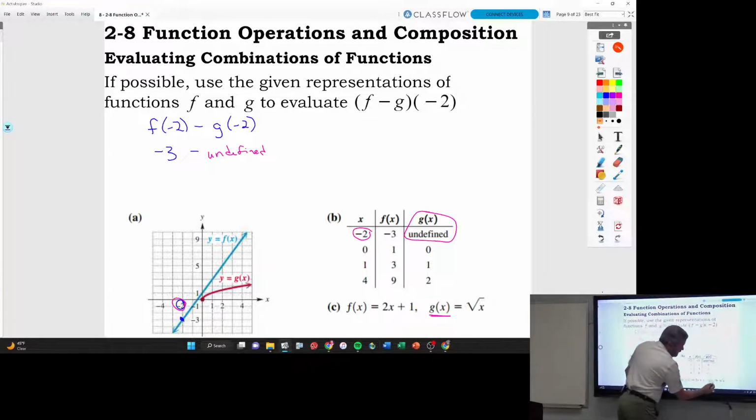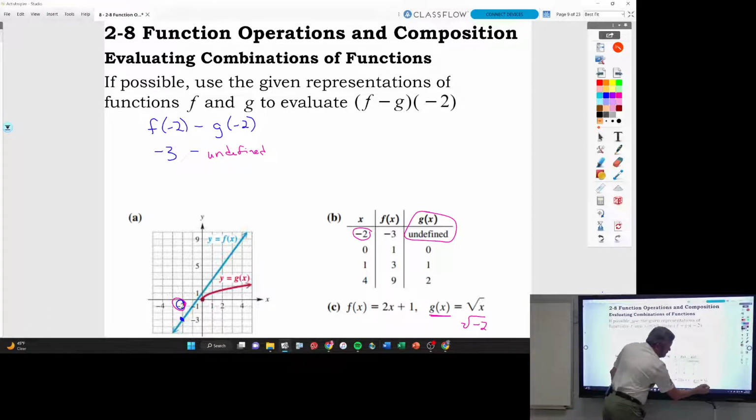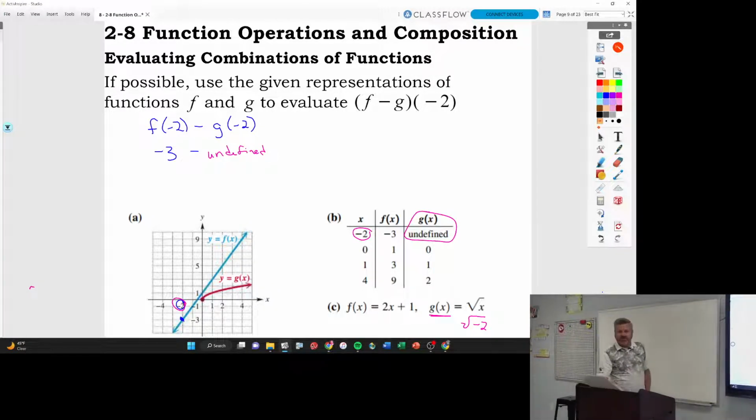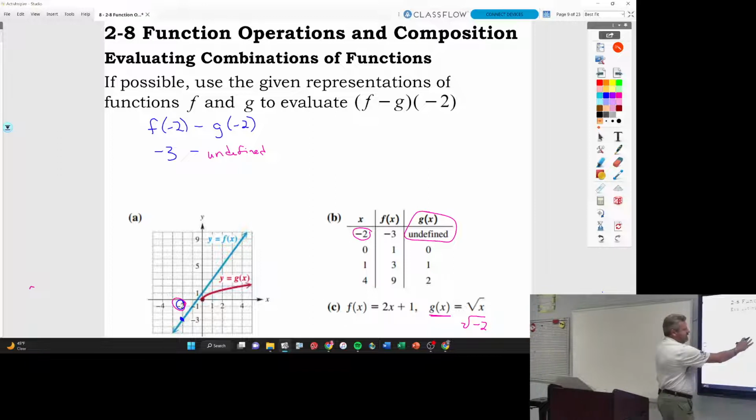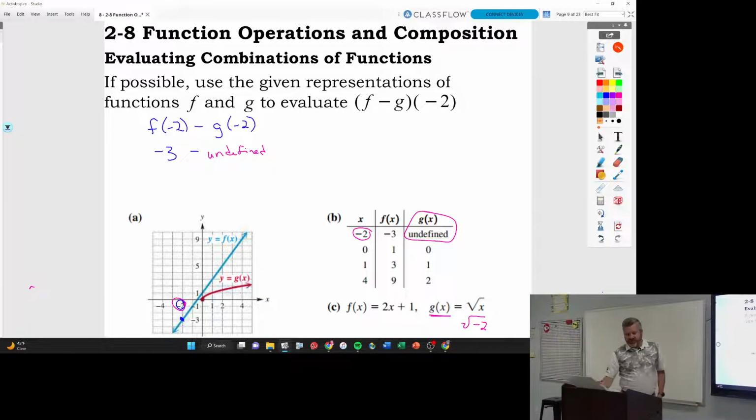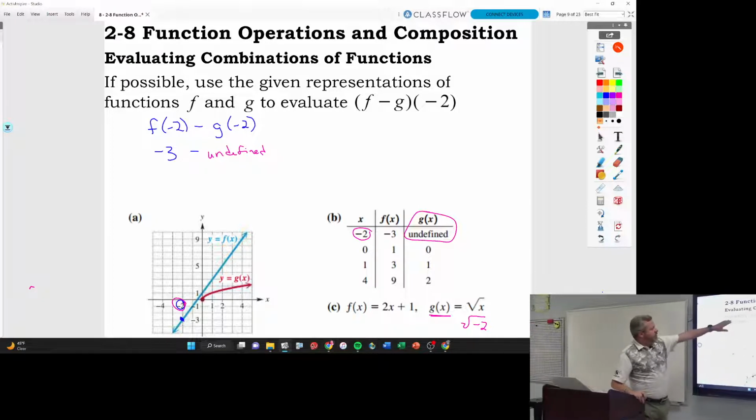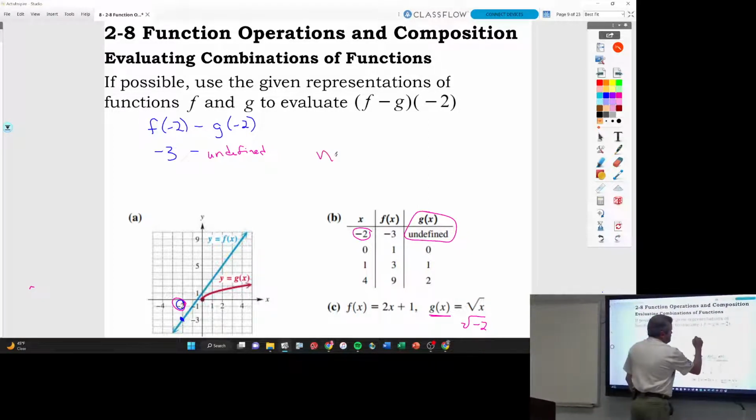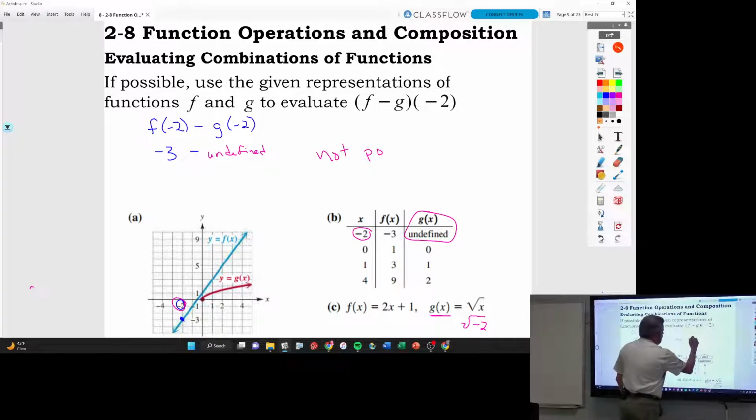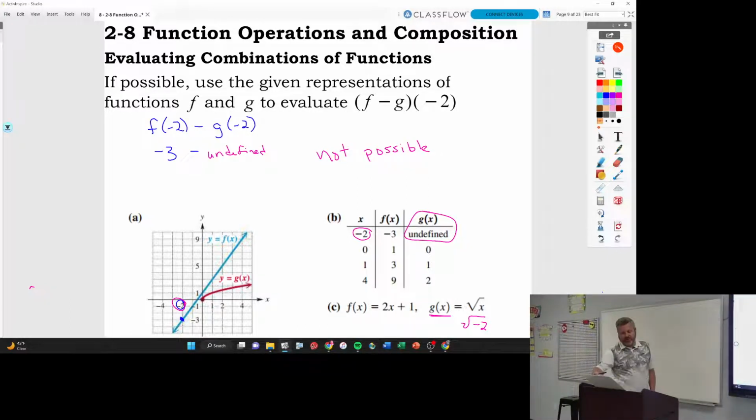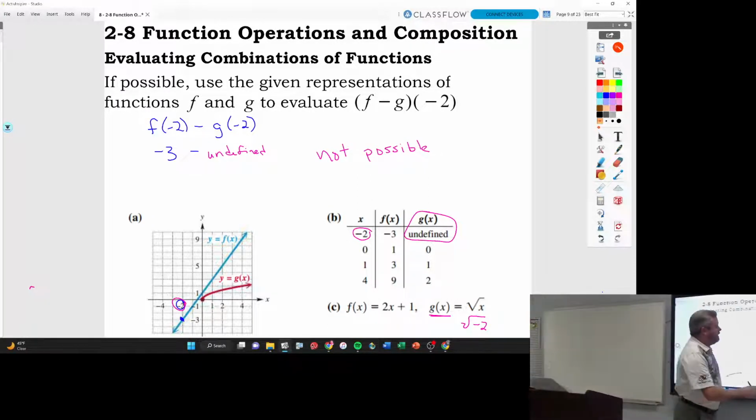Look at g of x. What's the square root of -2? Well, we can't take the square root of -2 in the real numbers, so that's undefined. And -3 minus, I can't do this. I can't do math with an undefined number. So the problem said if possible. So obviously this one is not possible. Can't do that. It's not defined.